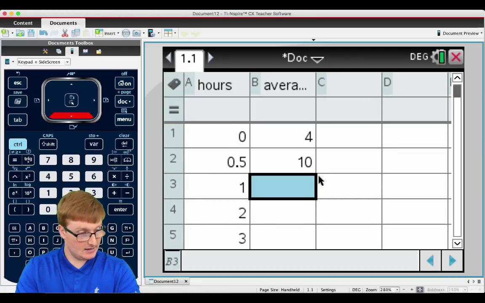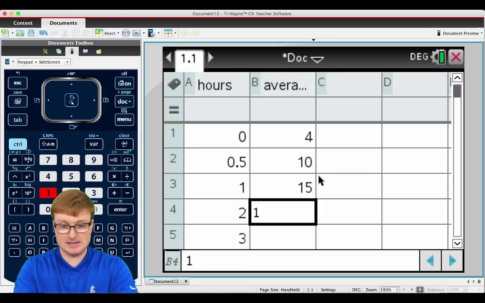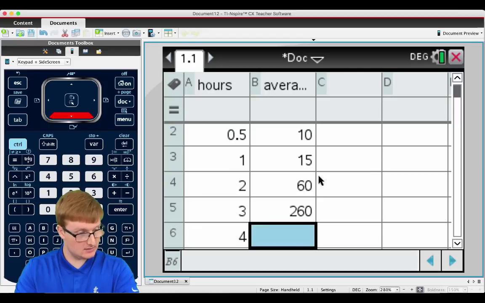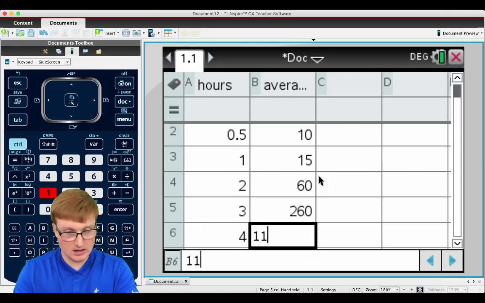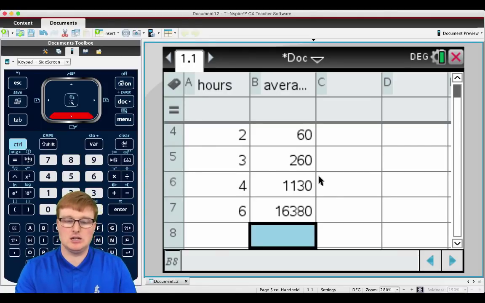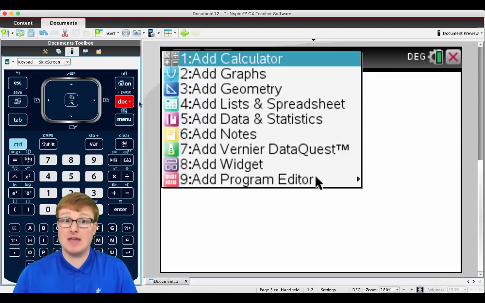4, 10, 15, 60, 260, 1130, and 16, 380. Okay, so now that we have this, do Control Doc, add a calculator page.